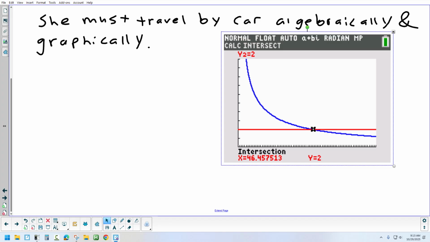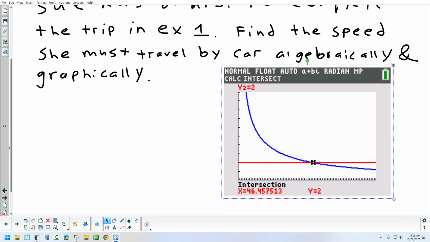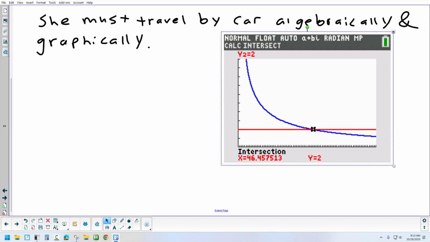X is the speed. Can you be a little more specific? The speed she's at when she gets there in 2 hours? Okay, I agree, it is a speed, but I need more information about that. In miles per hour. Yes, I believe it was in miles per hour. That's also true. Still something else I need. If she wants to make the trip 2 hours long, she must go 46.5 miles per hour.